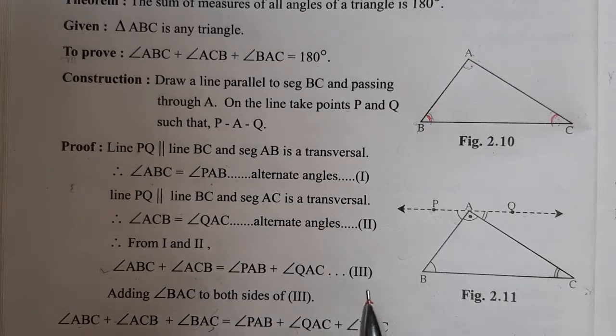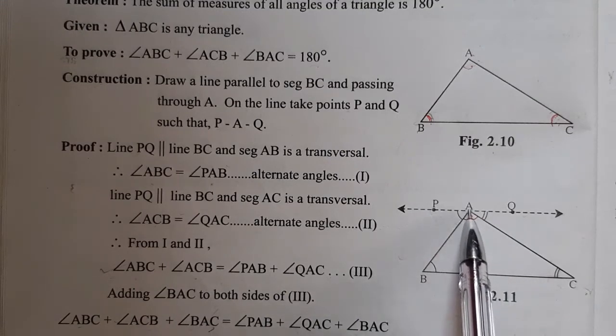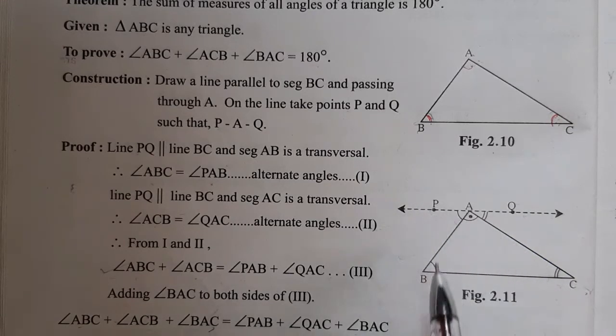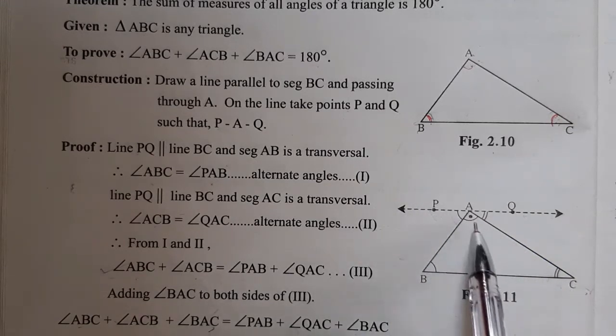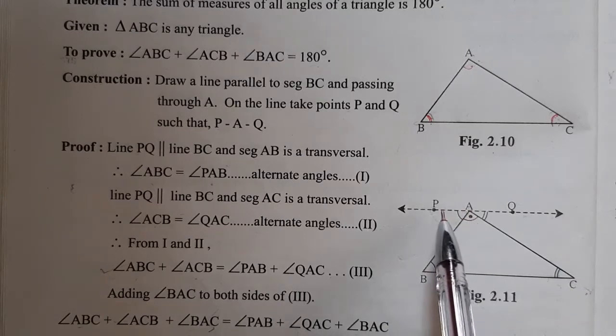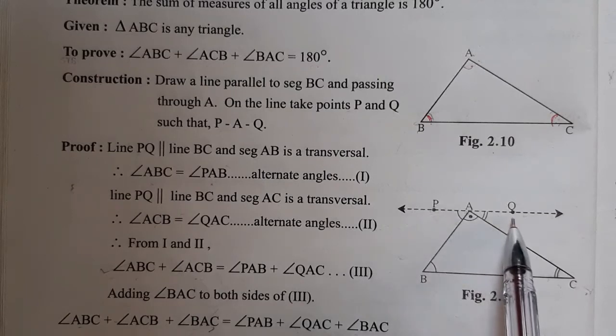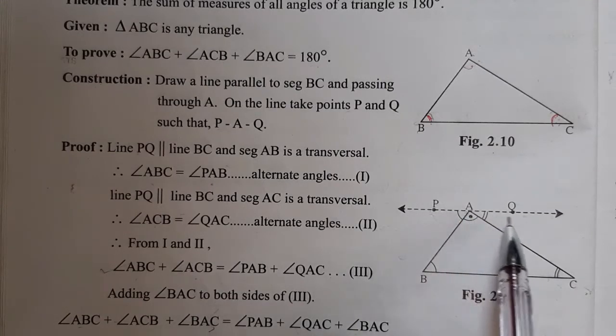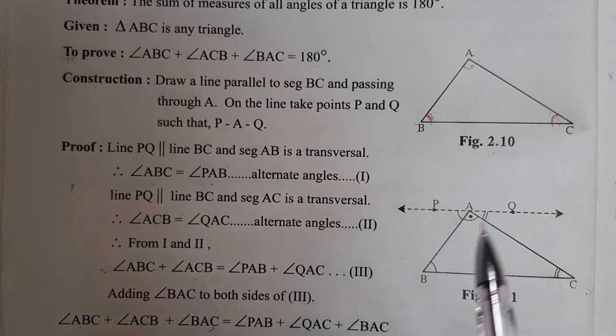When we are doing the construction, we have to draw a line parallel to BC and passing through the point A. See here, draw a line parallel. See this line. Here we can observe the line which is parallel to BC and this line is passing through the point A. On the line we have to take the points P and Q such that we get the betweenness PAQ.